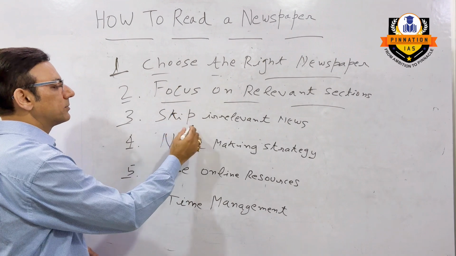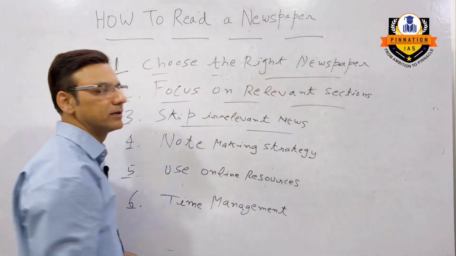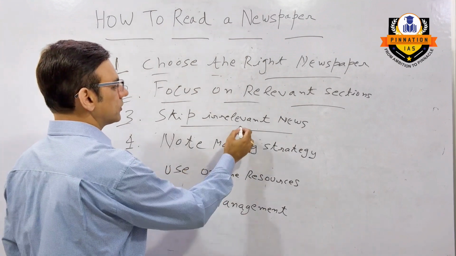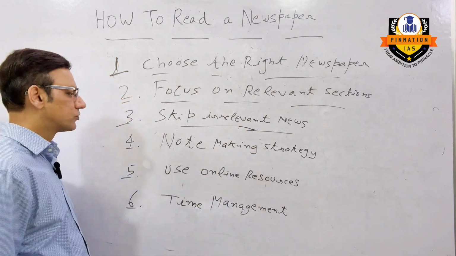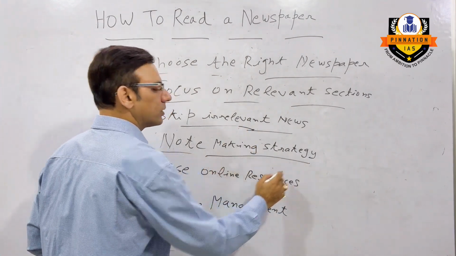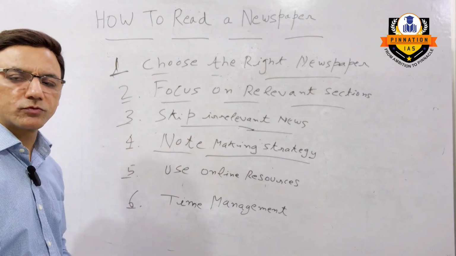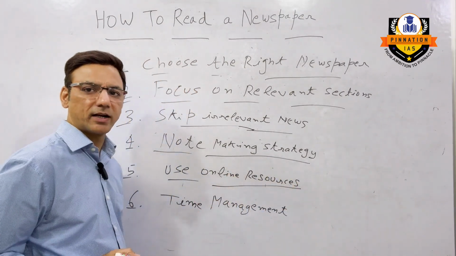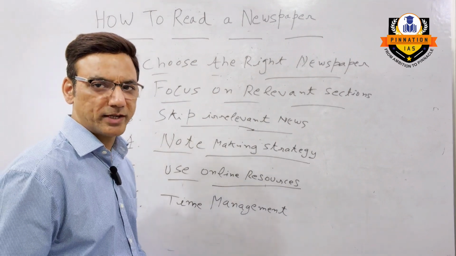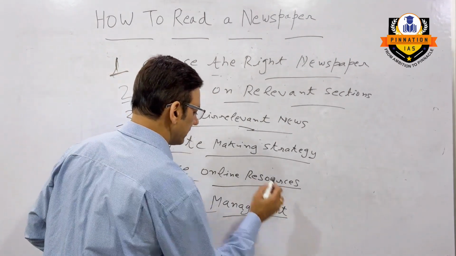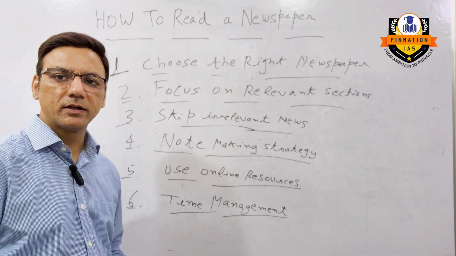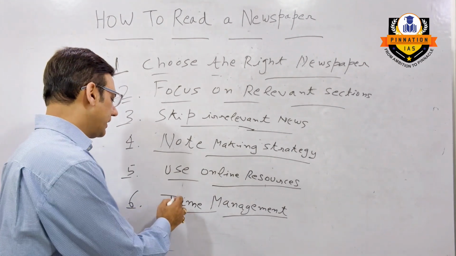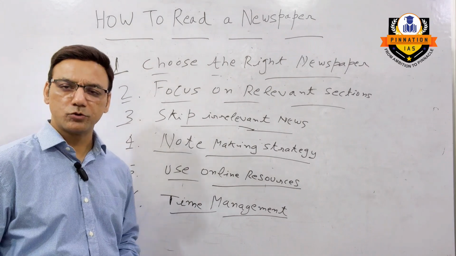You are supposed to skip the irrelevant news, right? Not all news is relevant. You have to skim through the newspaper to find out the relevant news. Then I told you about the note making strategy, how you have to prepare the notes from the newspaper. Next, you have to use online resources that I have told you, different YouTube channels, websites. Then lastly, I told you about time management, how to fix a particular time for newspaper reading and accordingly prepare your notes from the newspaper.